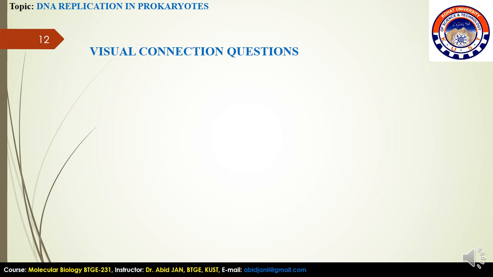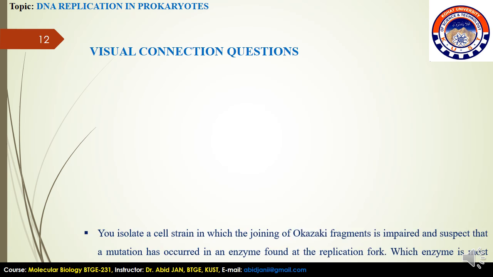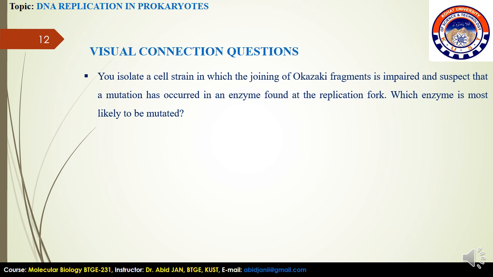Visual connection questions. You isolate a cell strain in which the joining of Okazaki fragments is impaired and suspect that a mutation has occurred in an enzyme found at the replication fork. Which enzyme is most likely to be mutated?